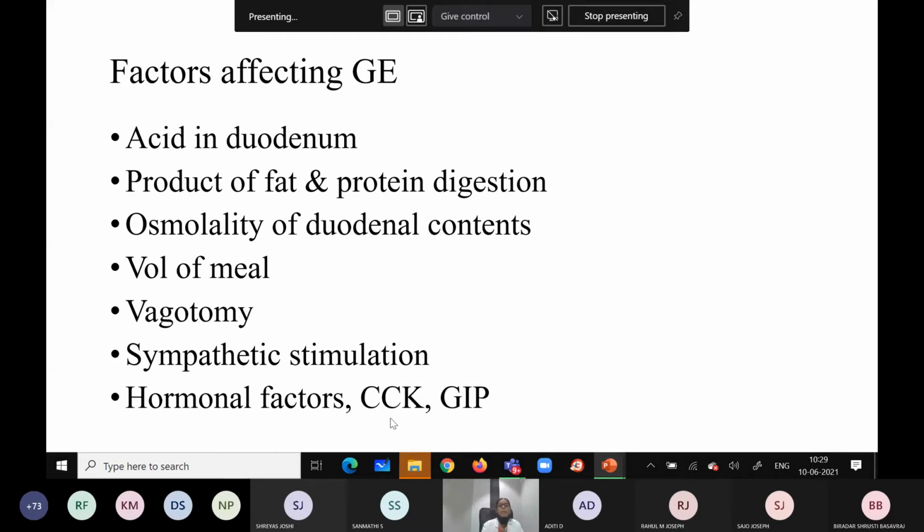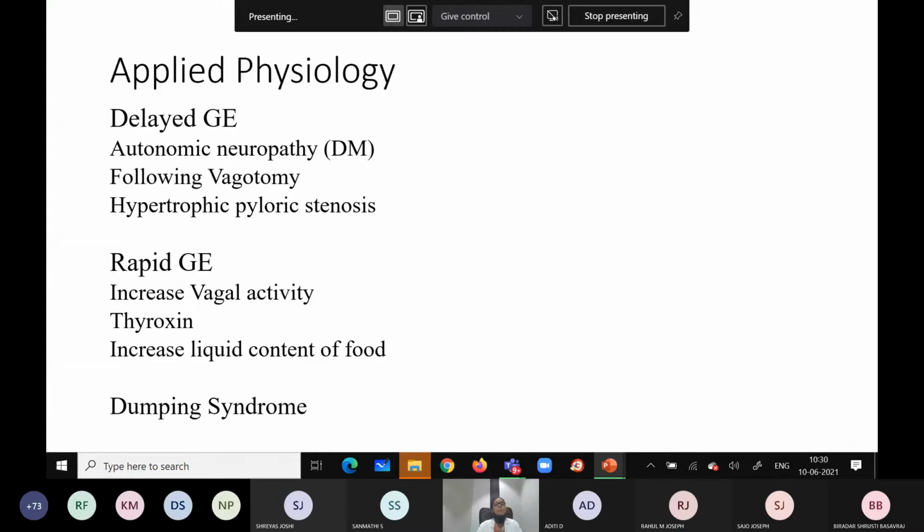And hormonal factors like cholecystokinin, pancreozymin, and gastric inhibitory peptide. These are hormones released from the small intestine, and they inhibit gastric emptying. If these are present, it means digestion is still going on, and food particles are still there in the stomach and in the intestine, so gastric emptying will be delayed. Okay. So these are all the factors which affect gastric emptying.